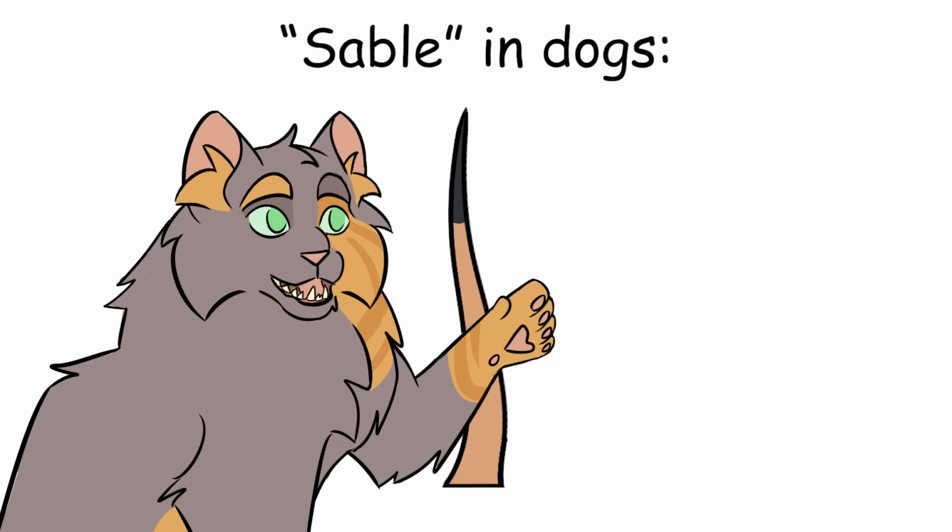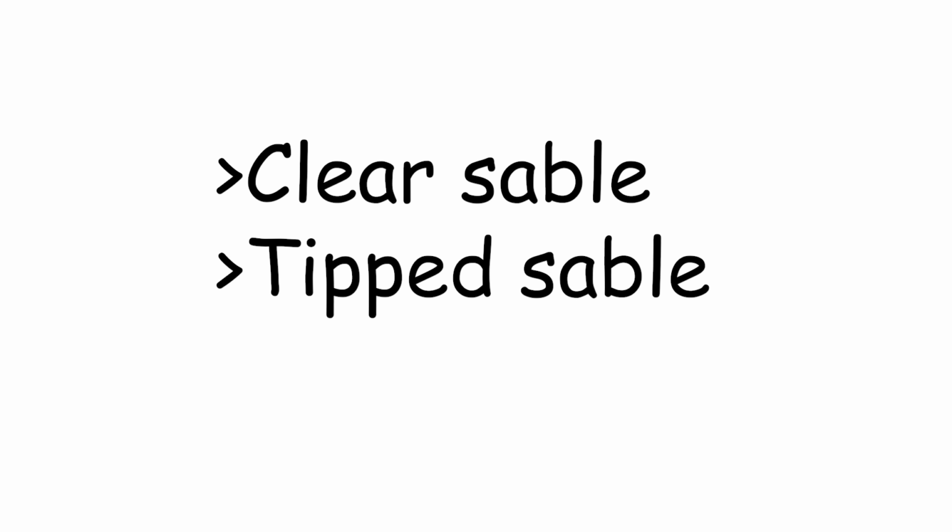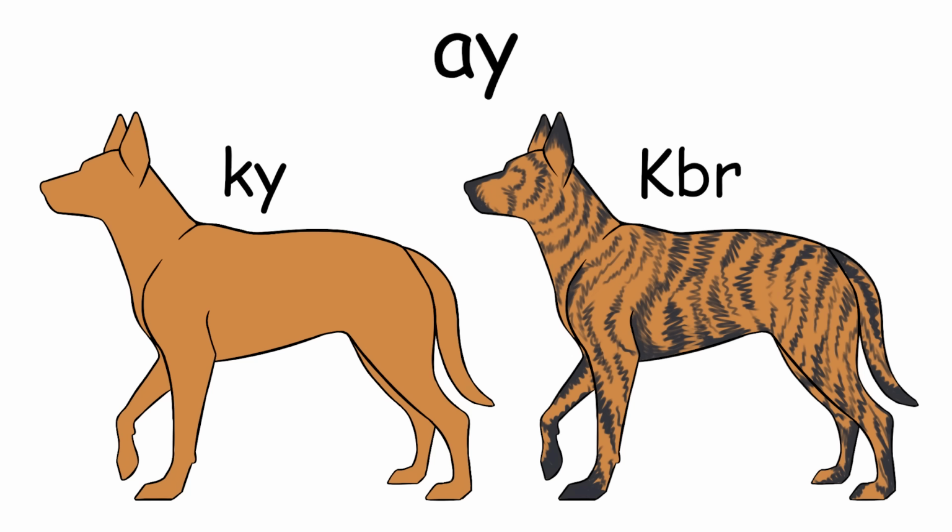Sable is one of those weird exceptions, by the way. It's technically an agouti hair, but it's a weird one. There's 3 types of phenotype called sable, as opposed to sable hairs. Clear sable, tipped sable, and shaded sable. The AY allele causes clear sable.